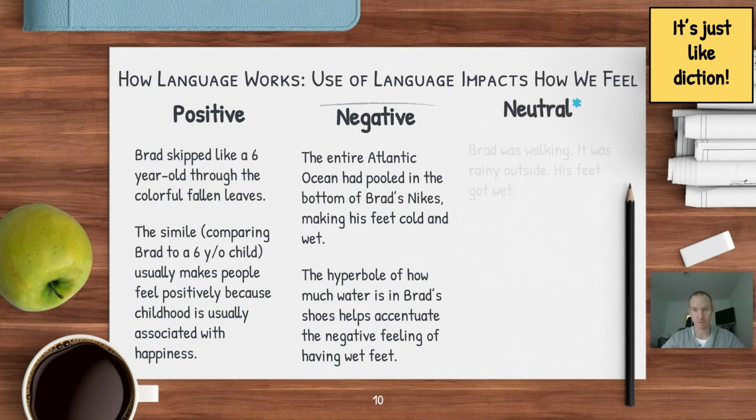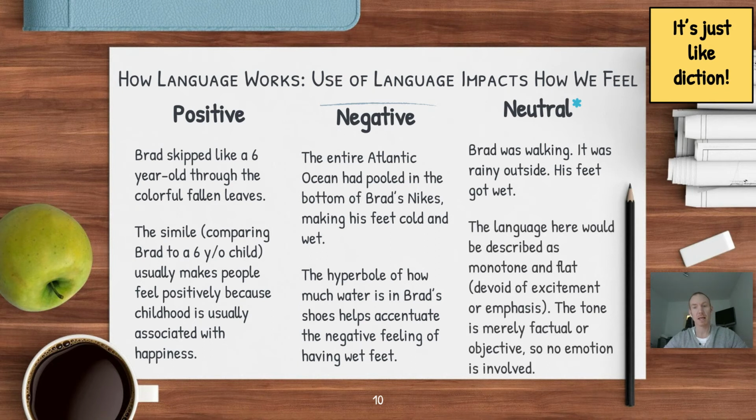And then neutral. Brad was walking, it was rainy outside, his feet got wet. The language here would be described as monotone and flat, or devoid of excitement or emphasis. The tone is merely factual or objective, so there's no emotion involved.